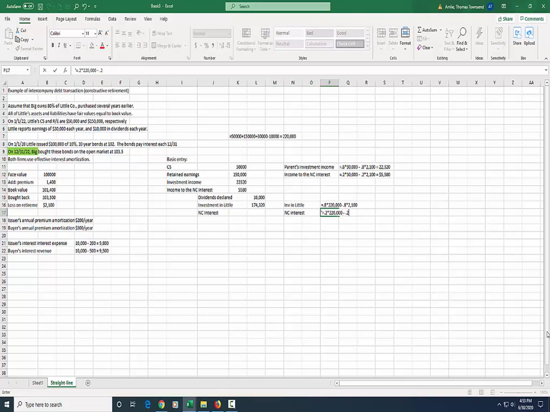minus their share of that 2,100. So again, 220 minus 2,100 is 217.9, and the non-controlling shareholders get 20% of that, or 43,580.